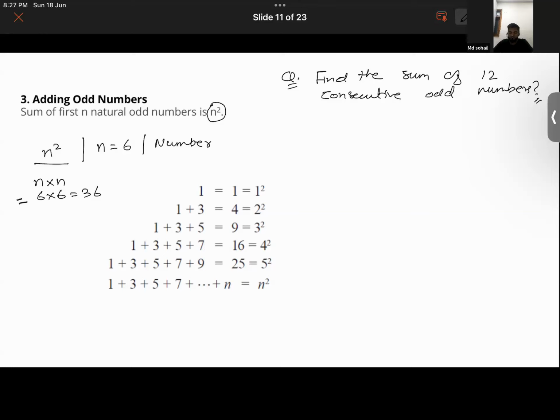I also got the answer. I mean, I'm also solving it. Okay. Look, let me help you. We know the formula is n square. It is the formula.